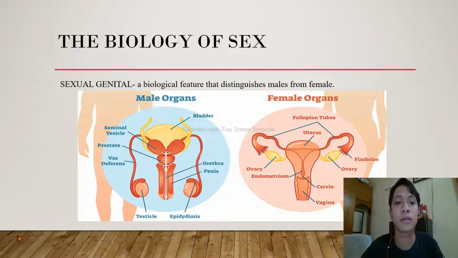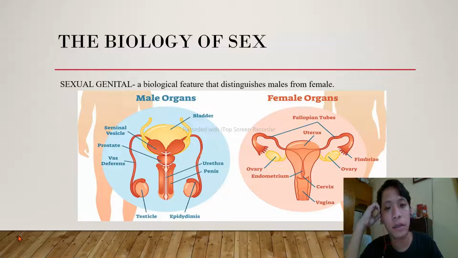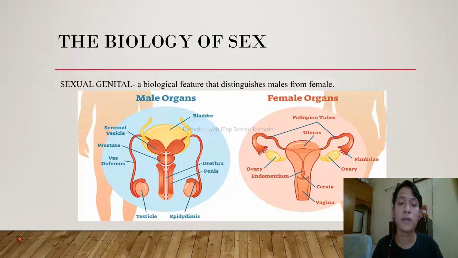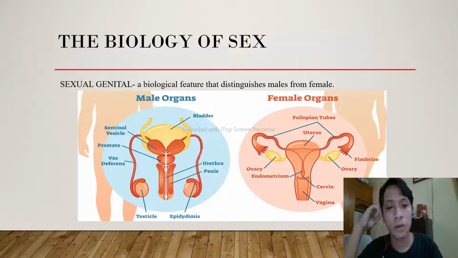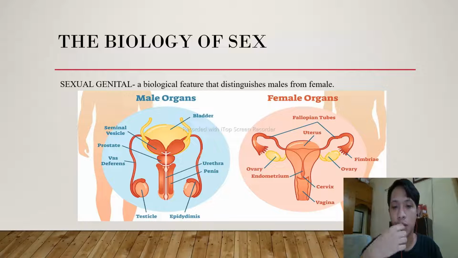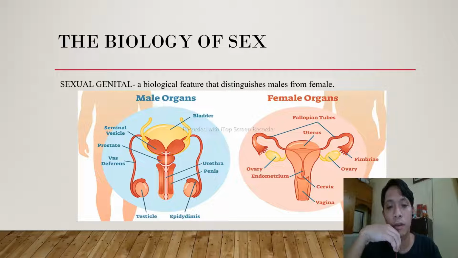First, let us distinguish the difference between the biological features of a male and the biological features of a female. You can see on the left side the biological features of a male, and on the right side the biological features of a female. We all know that if you have a penis, testes, epididymis, prostate gland, seminal vesicle, gallbladder, vas deferens, you are a male.